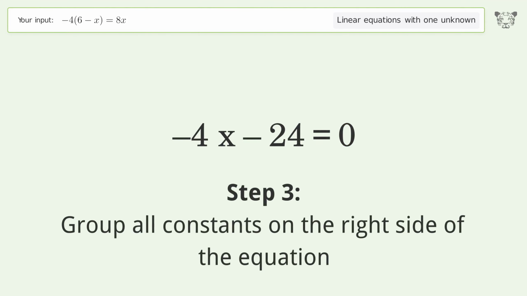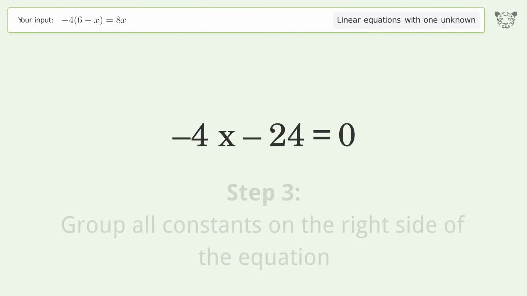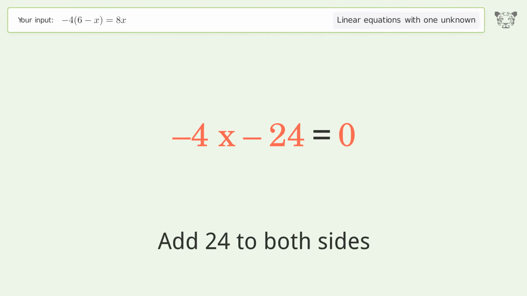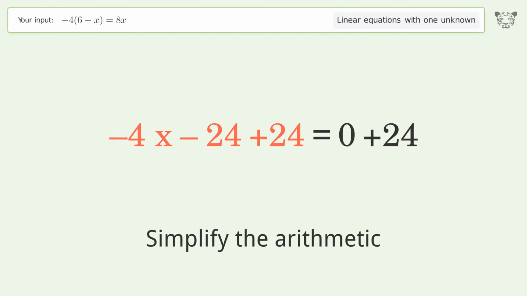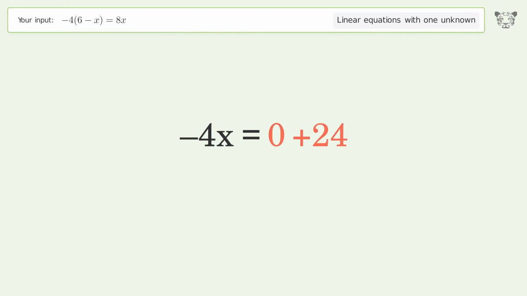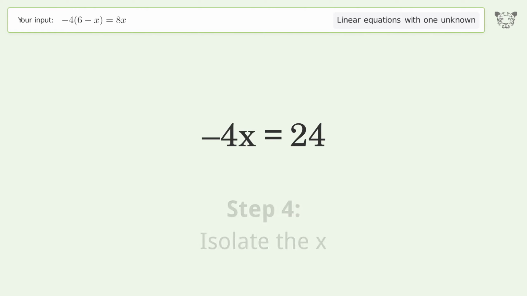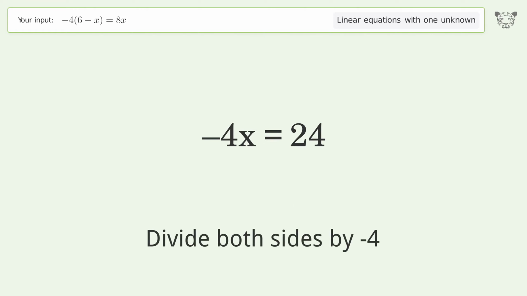Group all constants on the right side of the equation. Add 24 to both sides. Simplify the arithmetic. Isolate the x. Divide both sides by -4.